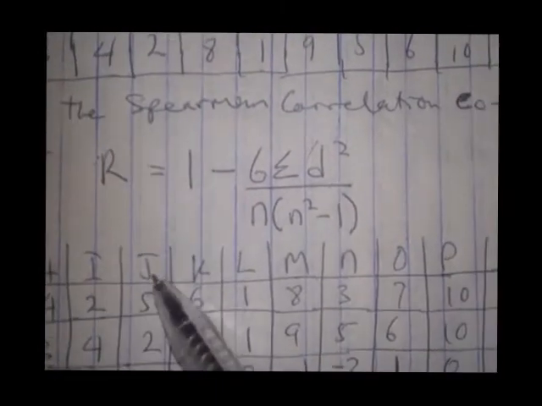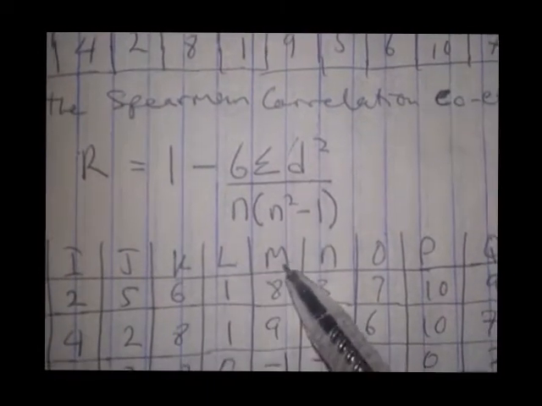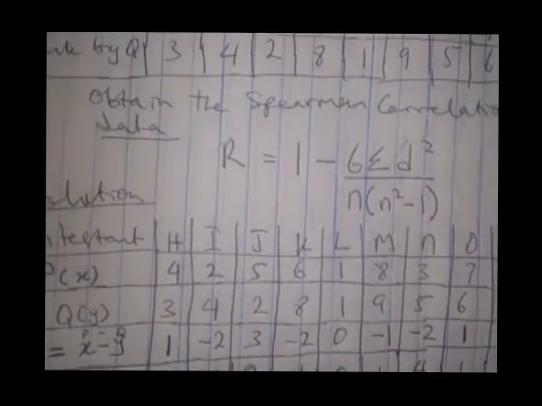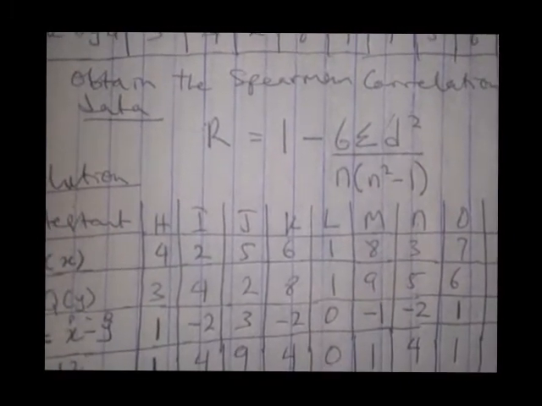over n. What is n? How many values do we have here? Or how many contestants are here? 1, 2, 3, 4, 5, 6, 7, 8, 9, 10. So we have 10 contestants. So this 10, with the 10 raised to power 2 inside the bracket, minus 1. Are we okay? Take your time.